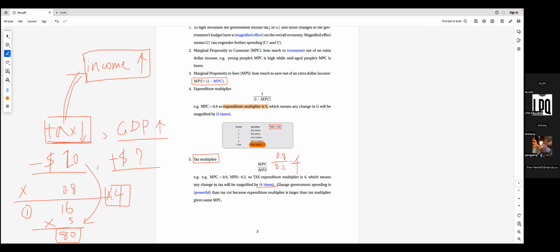How you can interpret this: you cut the tax by $1, overall GDP will increase by $4.